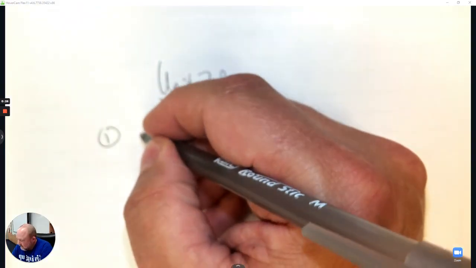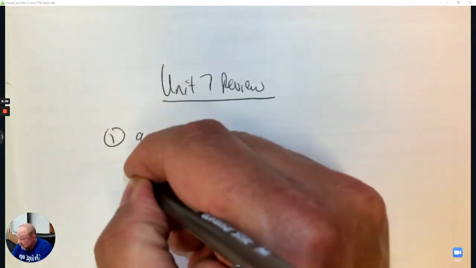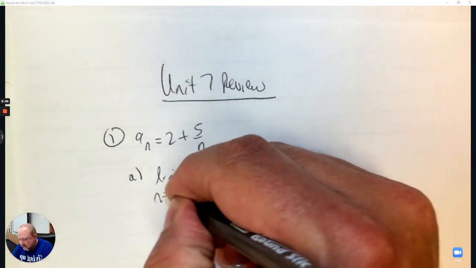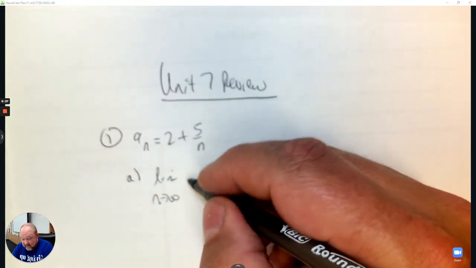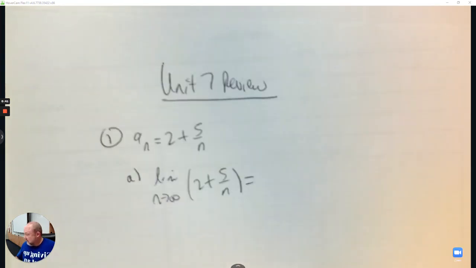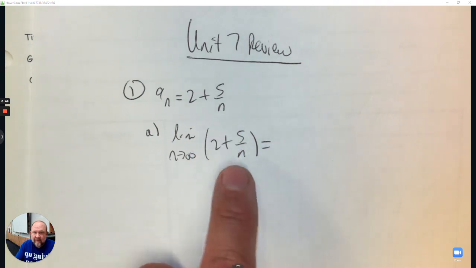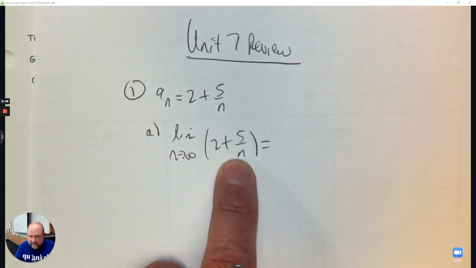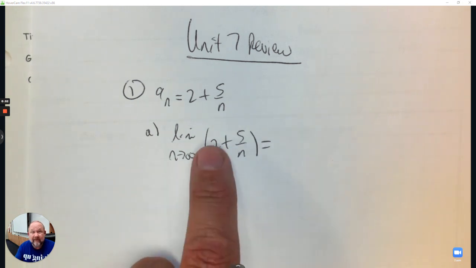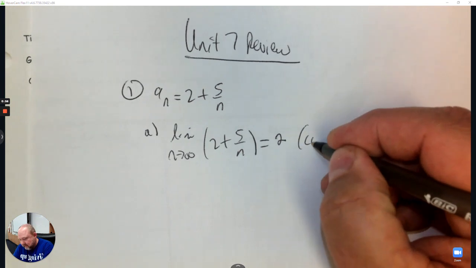So you're given the sequence 2 plus 5 over n. And the first question is, does the sequence converge? So we're going to write it as a limit as n approaches infinity. And think, does this converge? So take a moment and think. So 5 over infinity, whenever the bottom is more powerful than the top, this is 0. So it ends up being 2 plus 0, which is 2. So it does converge.